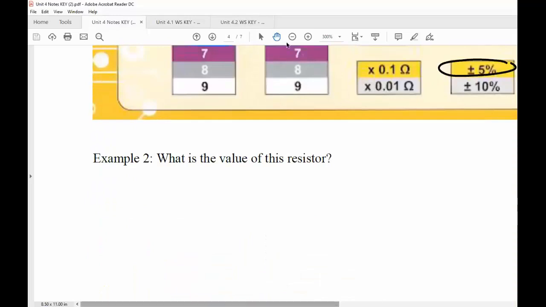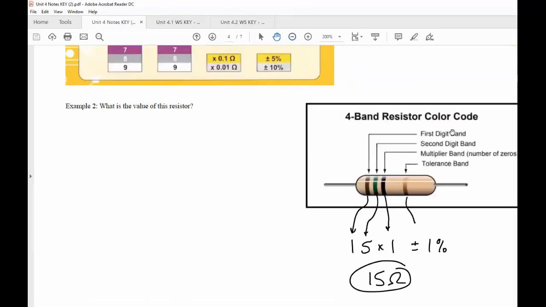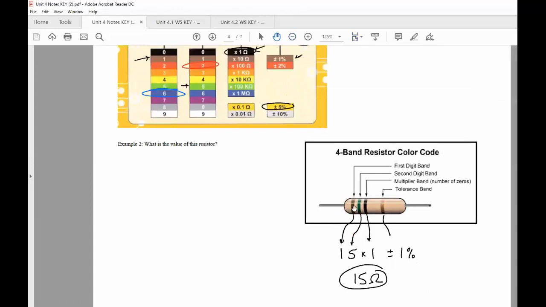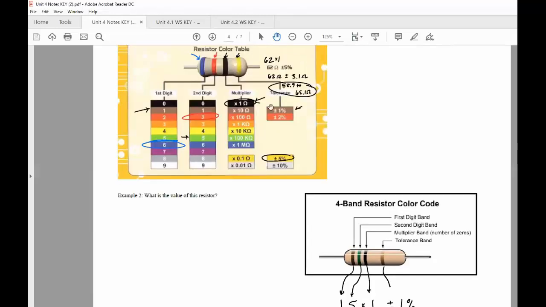So let's do another example. Here is a resistor that's got brown, green, black. So brown would be 1, green would be 5, so that's 15. Black is multiplier 1 again, and then we've got a brown tolerance of 1%. Actually, I think that's gold, and I didn't put that on here, but I think gold is 5%.